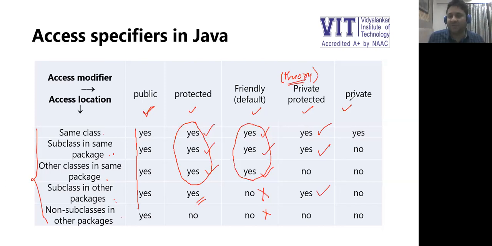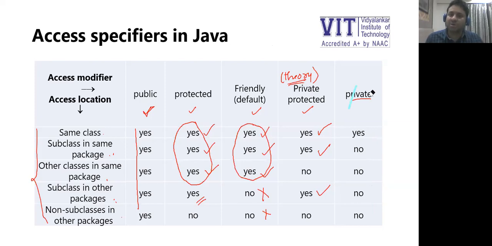And the last is private. If a member is declared as private, it will only be accessible within the class and cannot be accessed outside the class, be it subclass or non-subclass of same package or subclass or non-subclass of other package. So this is about access specifiers that we have in Java.